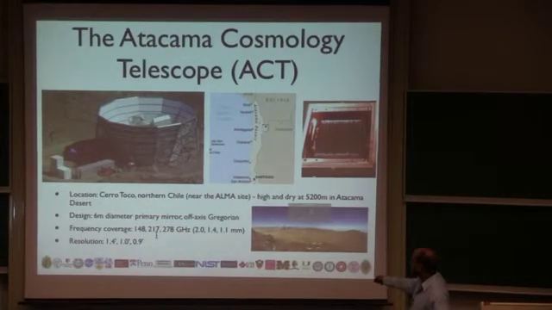There are 3 frequencies we've measured with ACT: 148, 220, and 280 GHz. So these straddle the null. That corresponds to 2, 1.4, and 1 millimeter. And we basically got arcminute resolution in these bands.